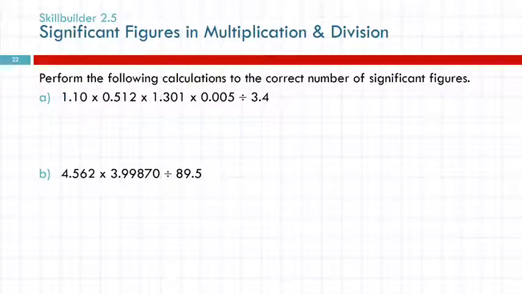So perform the following calculations to the correct number of significant figures. So what we want to do here is do the math first and write down what the calculator shows us. So 1.10 times 0.512 times 1.301 times 0.005 divided by 3.4. And I encourage you to bring your calculator to every class and do these calculations with me. Because I screw up sometimes, and it's really fun to tell me that I'm wrong.